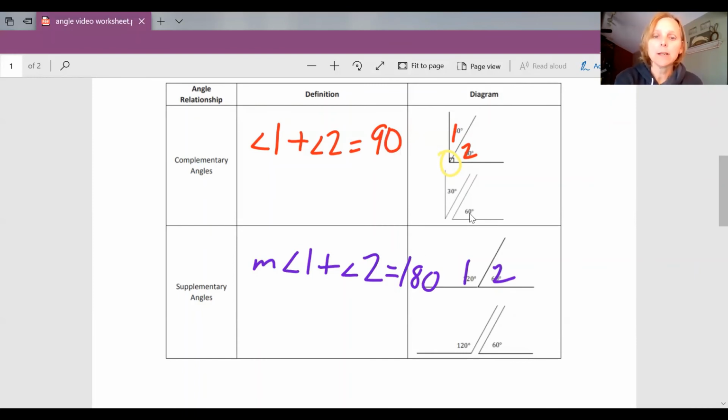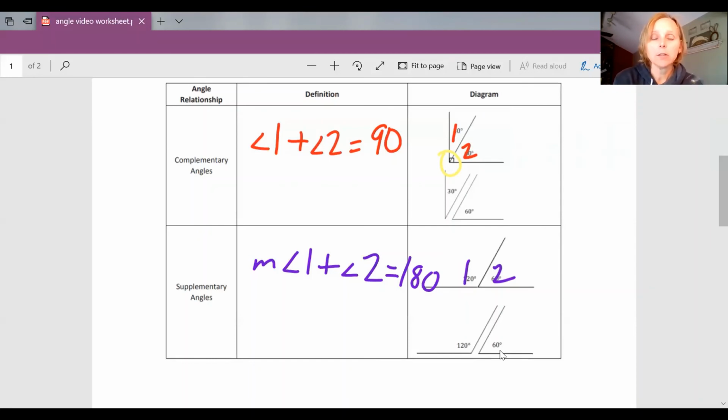So down below here, you see we have the same two angles, except they're separated, so they do not share a vertex, but it's 120 degrees for this angle, 60 degrees for this one. So because they have a sum of 180, we would still call them supplementary.